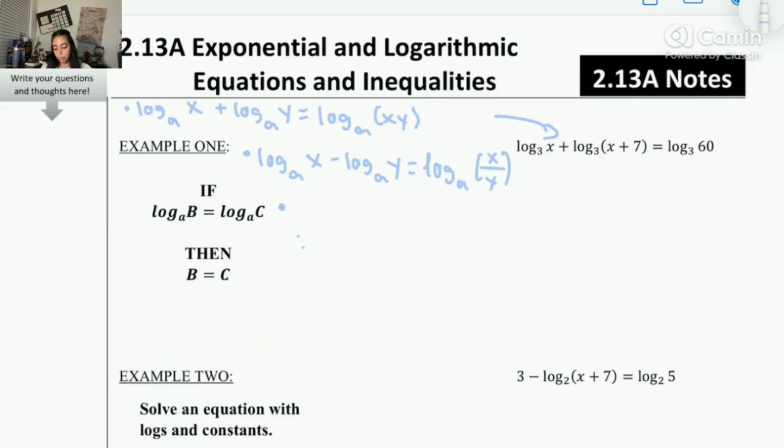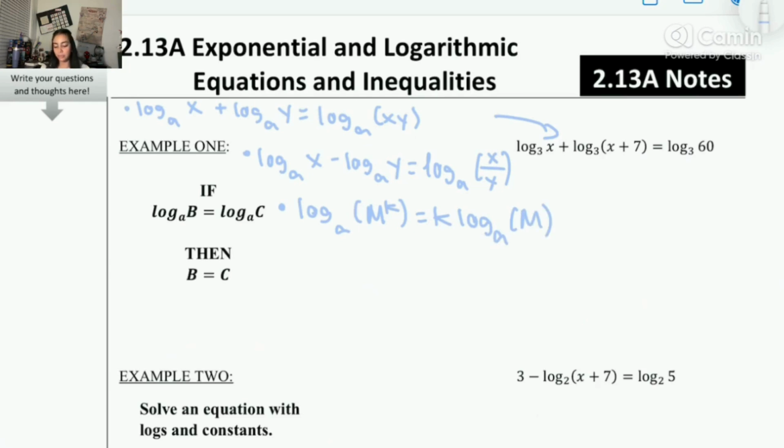And then the last rule can be with exponents. So let's say it's log base a of m to the power of k. You just take the exponent and put it in front. So that's the same thing as k log a of m.